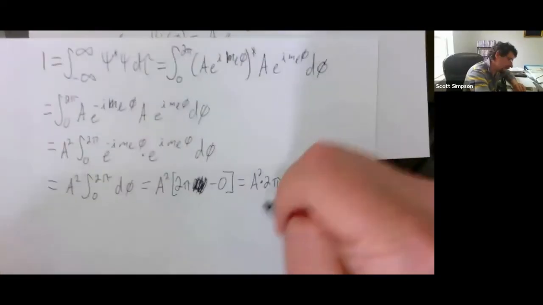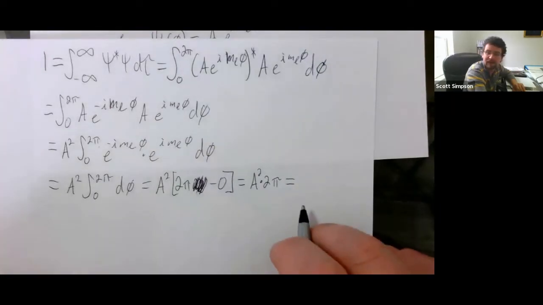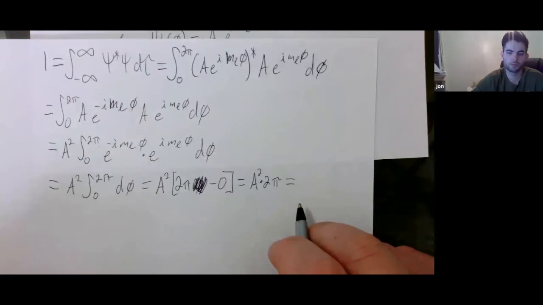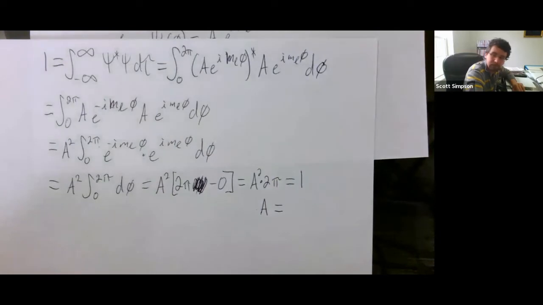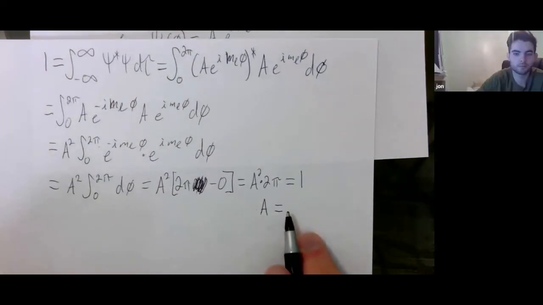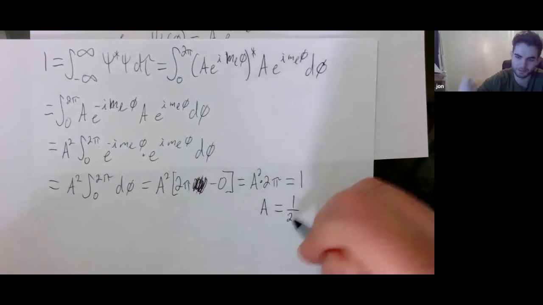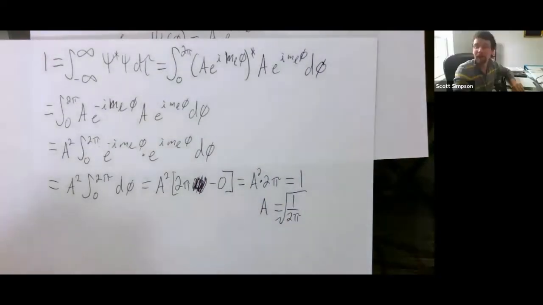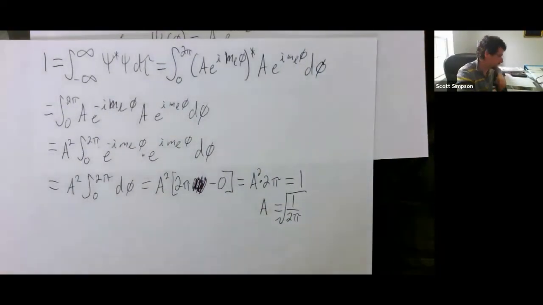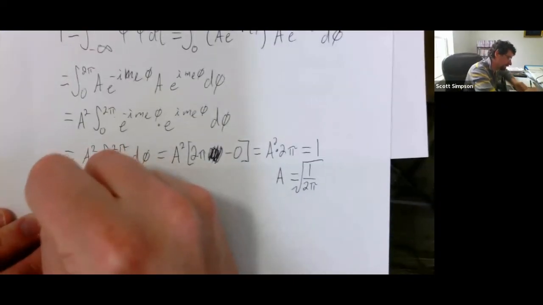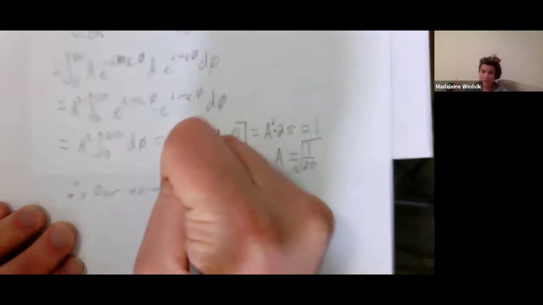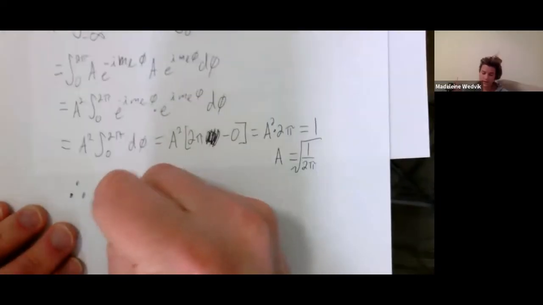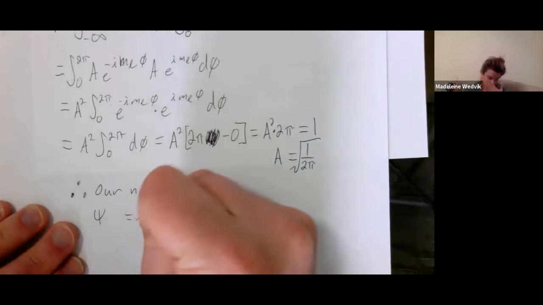Okay, so what's A gonna be? This is all equal to what then? One. Yep. So what's A equal to? Oh, it's 1 over 2 pi. It's the square root of 1 over 2 pi. There we go. Cool. So now, what's our normalized wave function? Square root of 1 over 2 pi times e to the i m sub l phi.